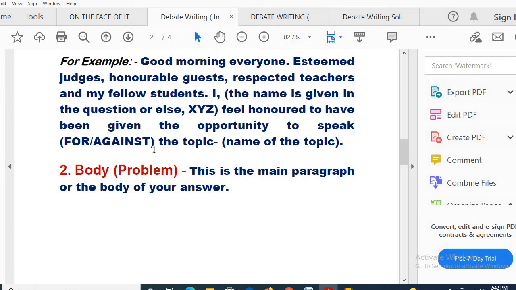Now obviously you won't be speaking. At the end of the day you will be writing in the exam hall, sitting in the exam hall, but you have to start the intro part in this way. This is the best possible way to start the intro. The name of the topic should be given. If the name is given in the question paper, it's okay. If not, then you can give XYZ, or if you wish, your initial name also. So this is the way you have to frame the intro part.